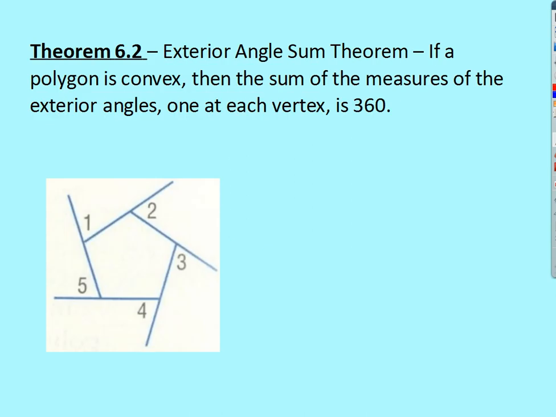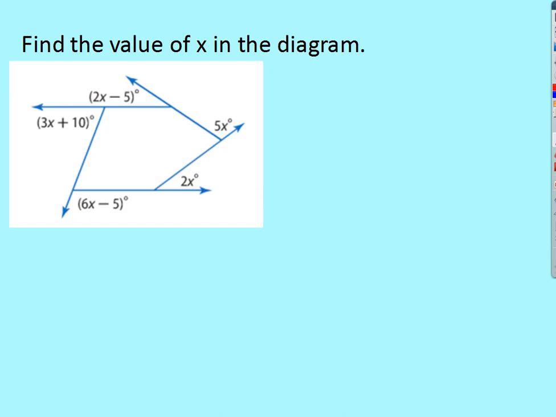Theorem 6.2 is the exterior angle sum theorem. If a polygon is convex, then the sum of the measures of the exterior angles, one at each vertex, will be 360 degrees. Now remember, you find those exterior angles by extending the sides. So on this example, if we add angles 1, 2, 3, 4, and 5 together, they will always add up to equal 360 degrees. So on this example, we have all of our exterior angles. We're going to add them all together. The exteriors always add up to 360. It doesn't matter how many sides that polygon has, the exterior angles will always be 360 degrees.